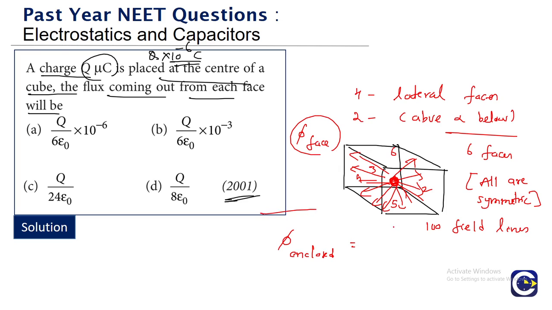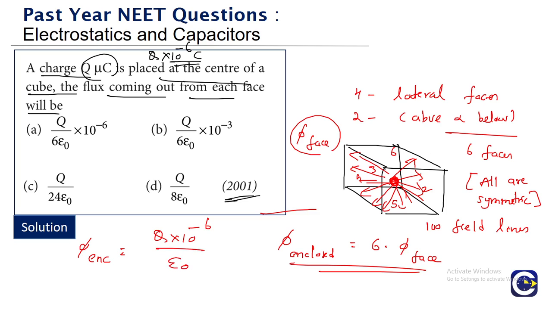The total enclosed surface flux will be 6 times the flux through each phase, because we have 6 phases. Now as per the Gauss law, flux through the enclosed surface is what? Charge inside by epsilon naught. So in terms of the SI unit, what is the charge? Q into 10 power minus 6 divided by epsilon naught. This is the flux through the enclosed surface.